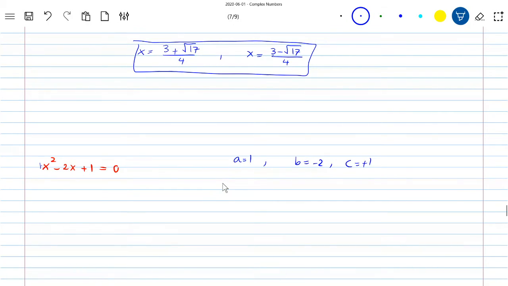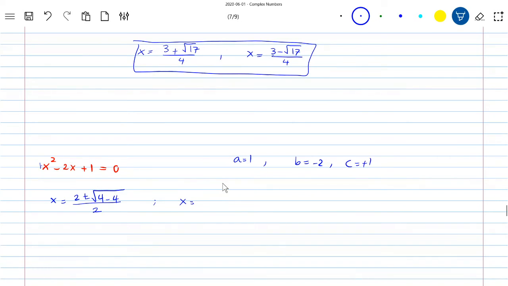So what is x? x is minus b, so 2, plus or minus the square root of b squared, which is 4, minus 4 times a times c. 4 times 1 times 1 is 4. All divided by 2 times a, which is 2. And this is all going through the quadratic formula.